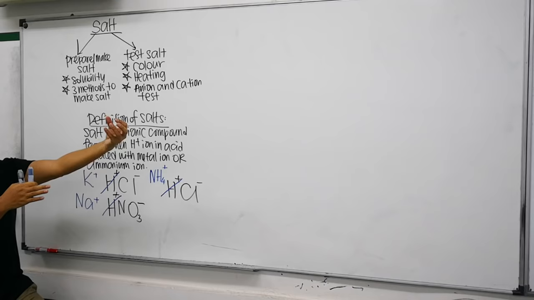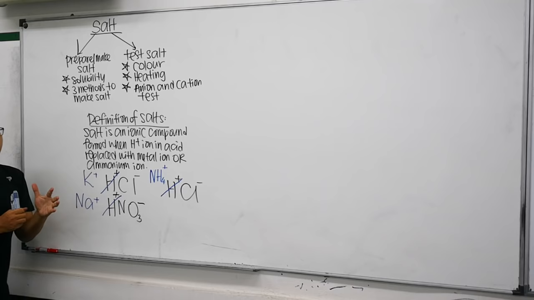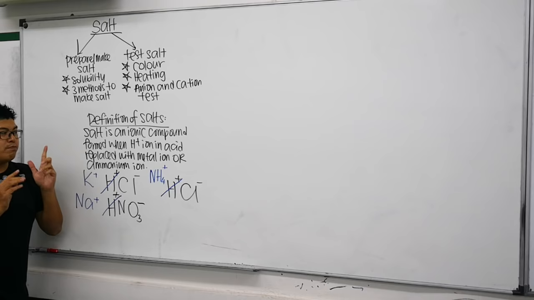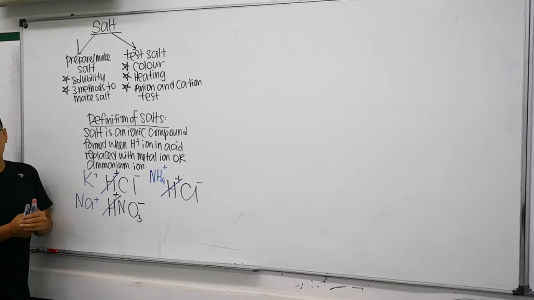That's why I taught you chapter 7 previously, because most of the salts are made by acid. Most, not to say all, most of the salts are made by acid. So you all must know this; this is part one. Now we will go on further. Today we will learn two things. We will focus on these two.